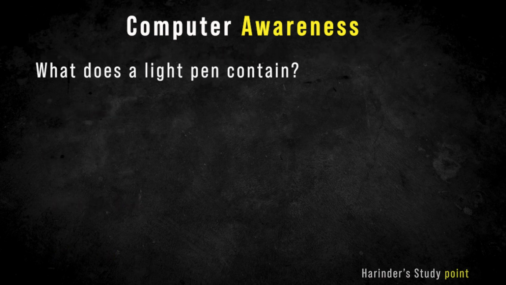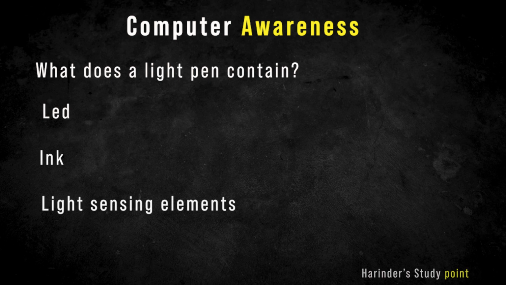What does a light pen contain? Lead, ink, light sensing elements. None of the above. Correct answer is light sensing elements.